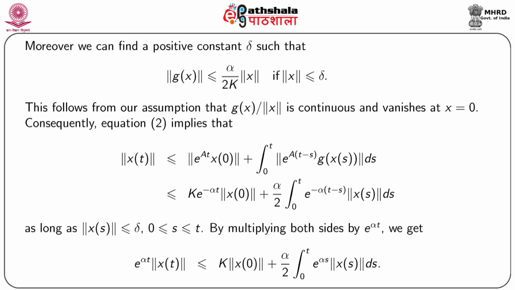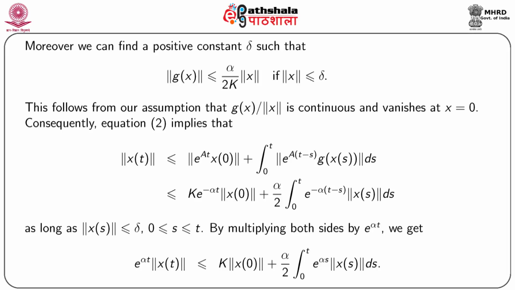Consequently, equation 1 implies norm of x(t) is less or equal to norm of e^(At) x(0) plus integration 0 to t norm of e^(A(t-s)) g(x(s)) ds, which is less or equal to k e^(-alpha t) norm of x(0) plus alpha by 2 integration 0 to t e^(-alpha(t-s)) norm of x(s) ds, as long as norm of x(s) is less or equal to sigma and 0 less or equal to s less or equal to t.